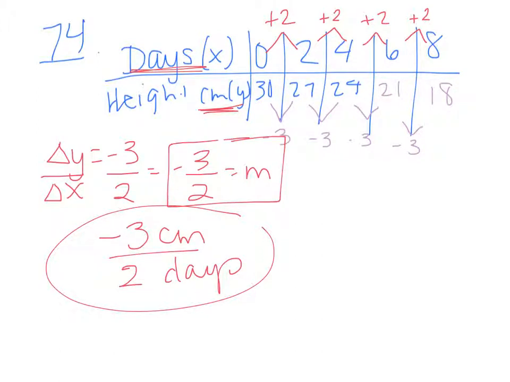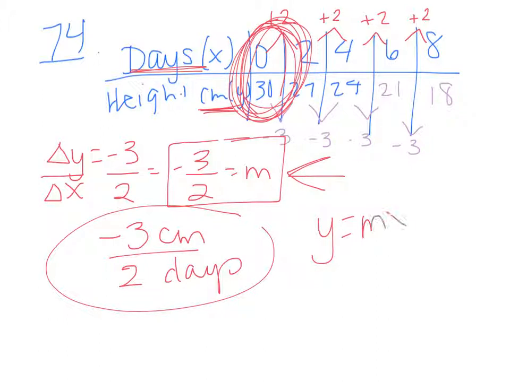The third part is to write an equation. We know the slope is negative 3 over 2. If we go back to the problem, we can find the starting value. Remember, that's when x is 0. And we can put it together into the y equals mx plus b equation. So y is going to be equal to negative 3 over 2x plus 30.